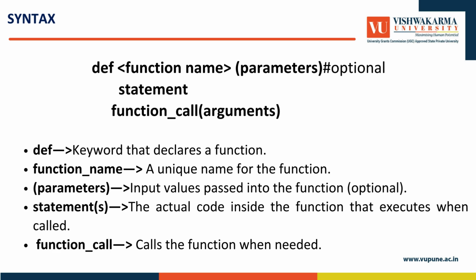Now, let's look at the syntax of a function in Python. We use the def keyword to define a function, followed by the function name and optional parameters in parentheses. Inside the function, we write the statements. This is the code that will run when the function is called. To use the function, we simply call it using its name and pass any required arguments. This structure helps us define and use functions easily in Python.